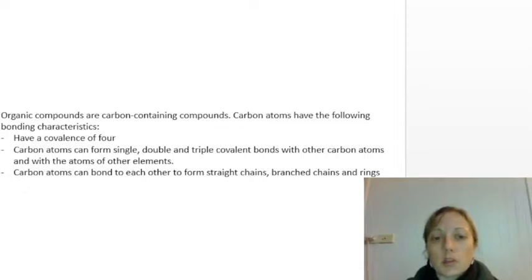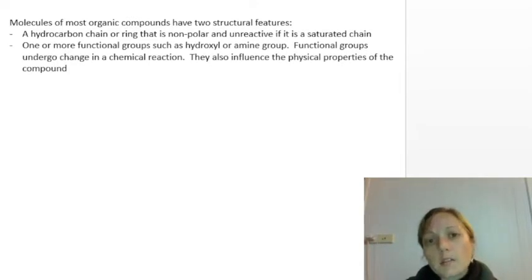And in this case, we're looking at up to 8 carbons in the main chain, but also branching side chains and potentially some rings, so things like benzene. So organic compounds have two main features. They've got the hydrocarbon chain, which is non-polar. It can be either in a chain or a ring, and it's unreactive if it's saturated, so it means it has no double or triple bonds. It can also have one or more functional groups, so it could have a hydroxyl group or an amine group. We're going to have a look at these groups as we go through.